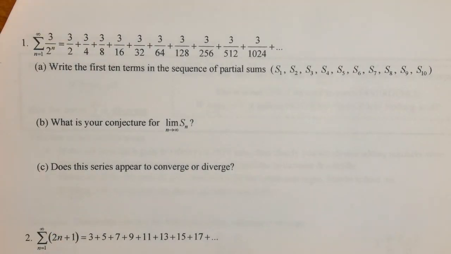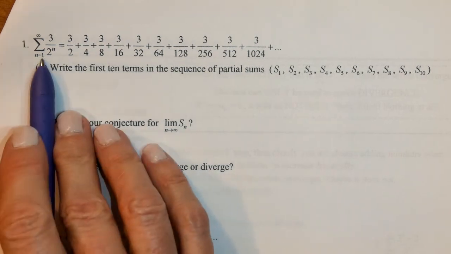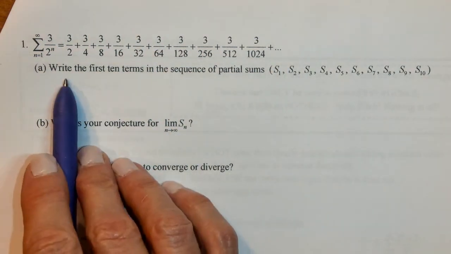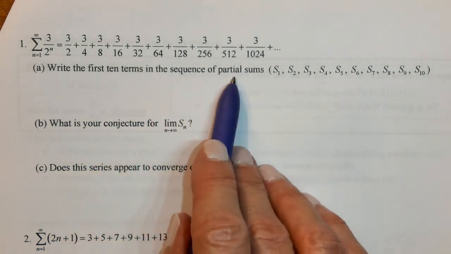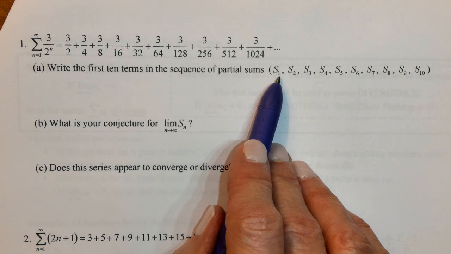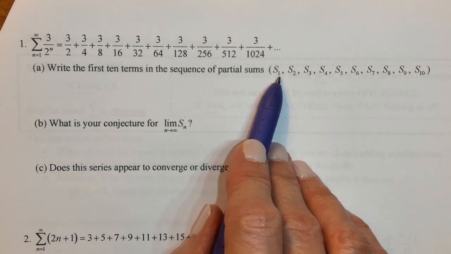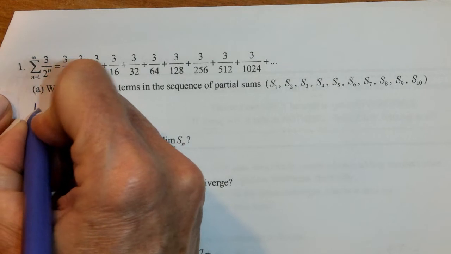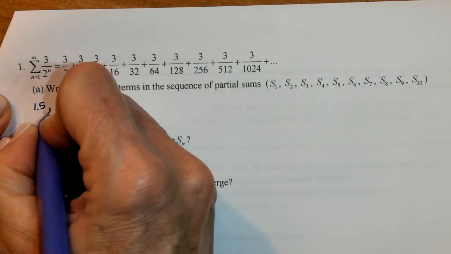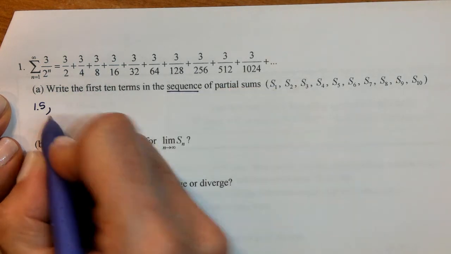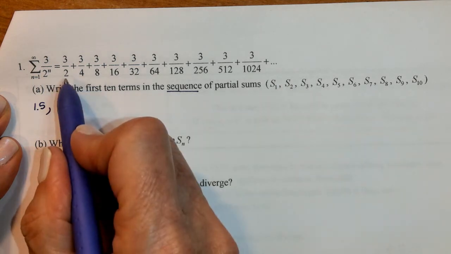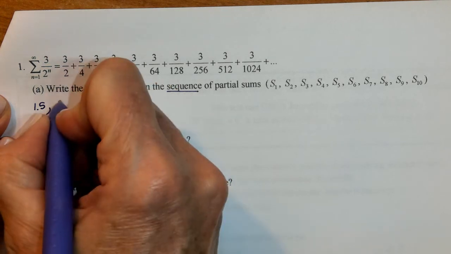Let's take a look at some examples. In example 1 here, you see the sum in sigma notation, and I also wrote out many terms. We're going to write the first 10 terms in the sequence of partial sums. So s sub 1 would be the sum of one term, so it is just your first term. S sub 1 is the first term, which is 1.5. In the sequence, because this is a sequence, I'm going to separate it by commas. The next term is the sum of the first two terms. So if I add 1.5 plus 0.75, I get 2.25.